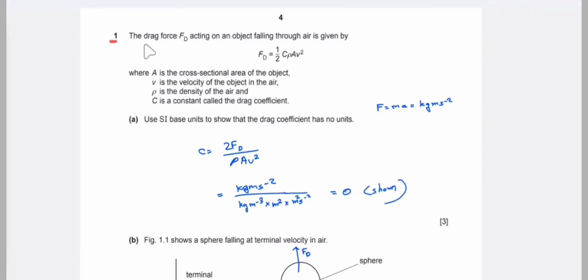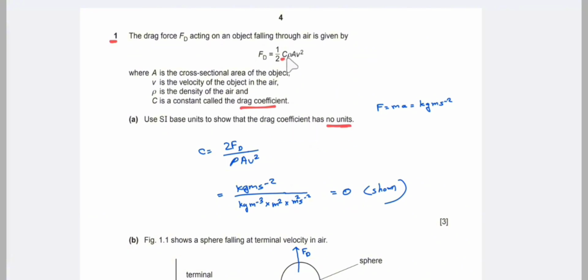Number 1. The drag force acting on an object falling through air is given by this expression, where A is the cross-sectional area, V is the velocity, rho is the density, and C is the constant called the drag coefficient. Use SI base units to show that the drag coefficient has no unit.